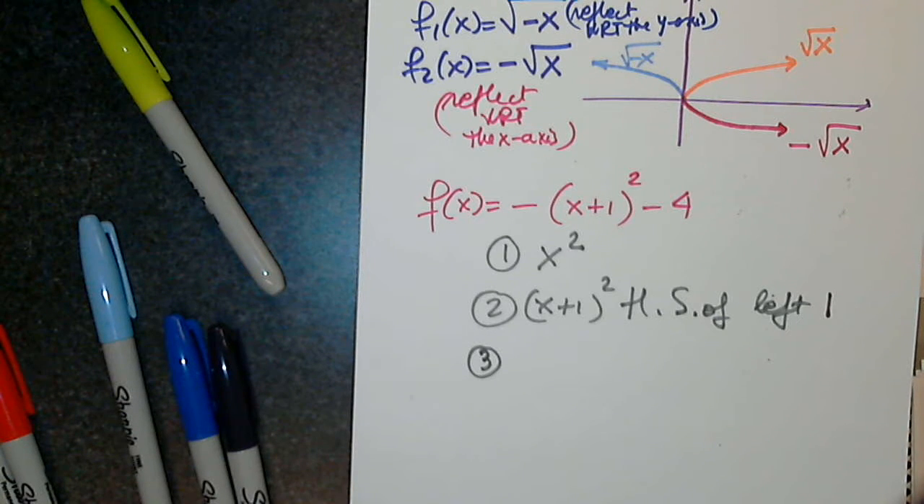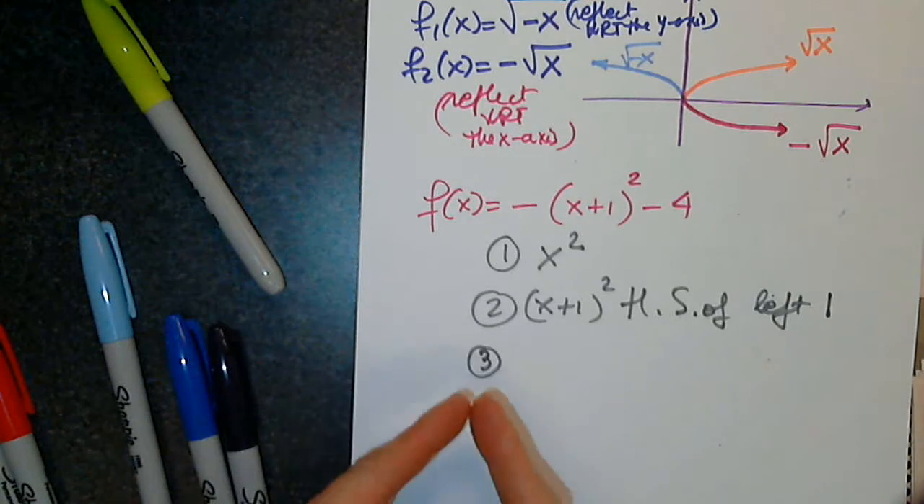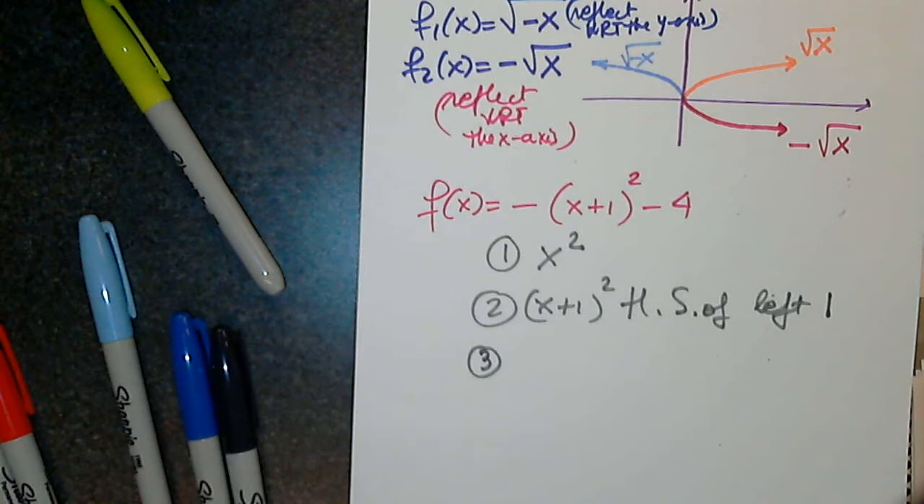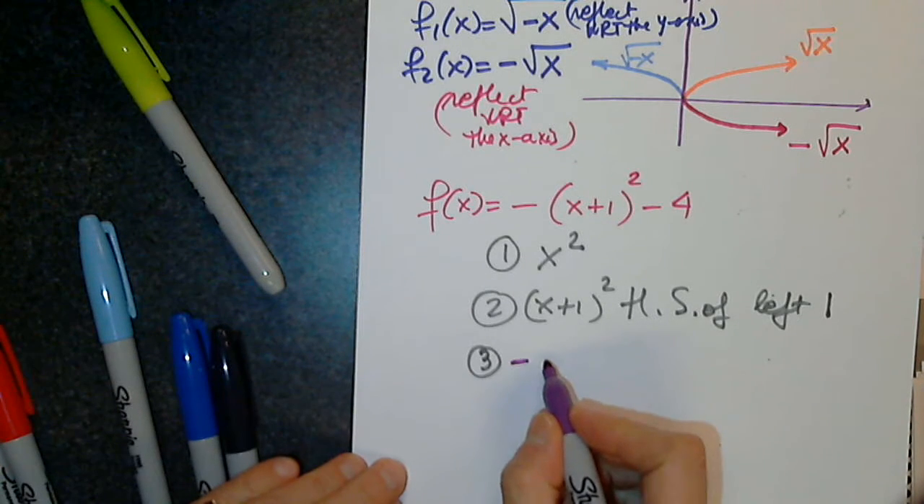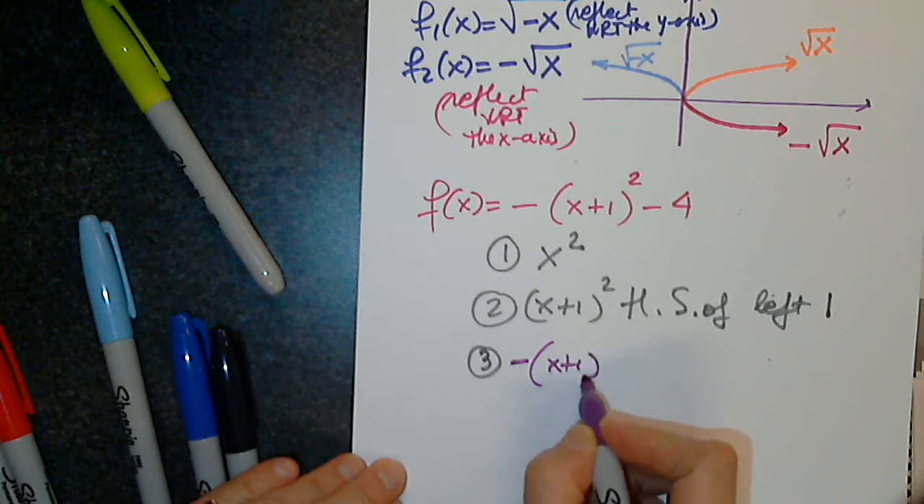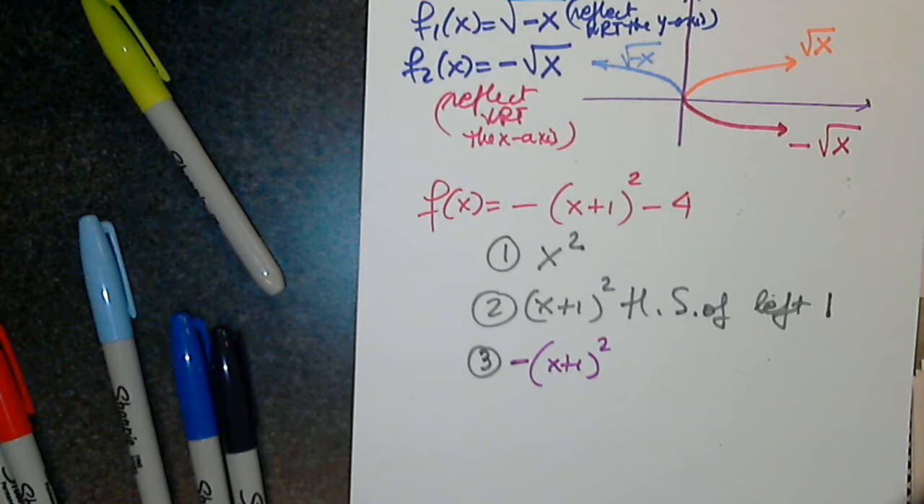Number 3. The next step is a transformation on step 2. I'm done with x squared. It's gone. So number 3 is a transformation on number 2. What is it? Negative 1 times x plus 1 squared. Good. What transformation is this?